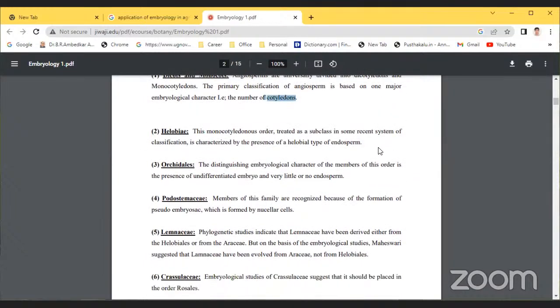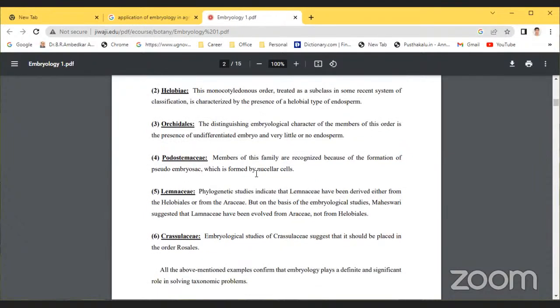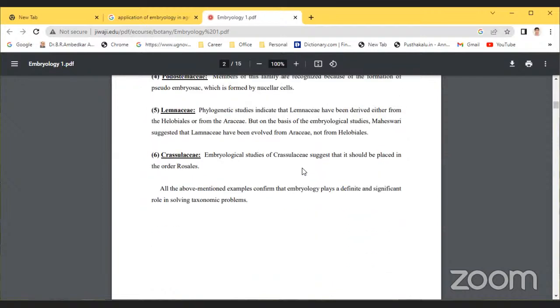So, next one is Orchidales. The distinguishing embryological character of members of this order is the presence of undifferentiated embryo and very little or no endosperm. So this is regarding Orchidales. Podostemaceae. The members of this family are recognized because of the formation of pseudo-embryo sac, which is formed by nucellar cells.